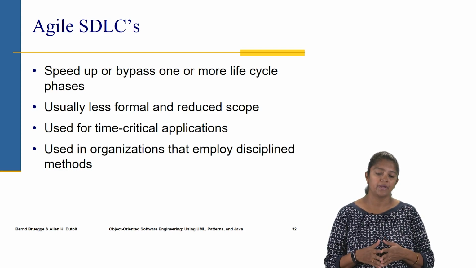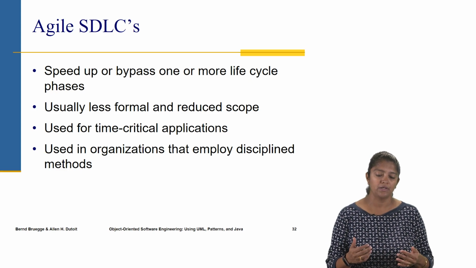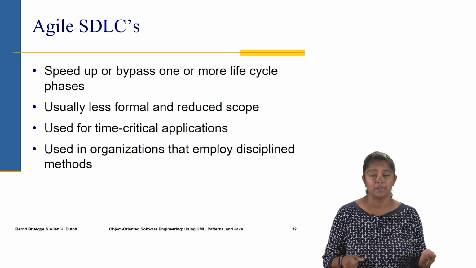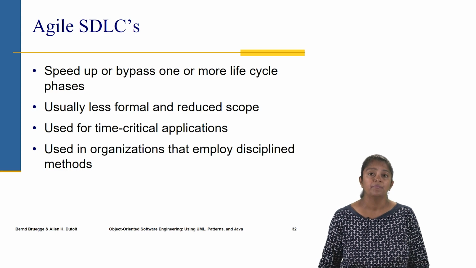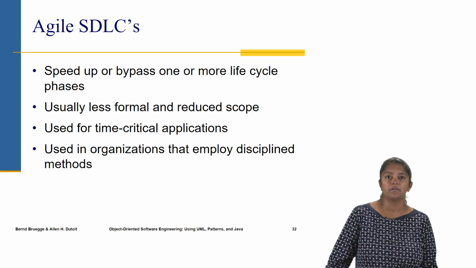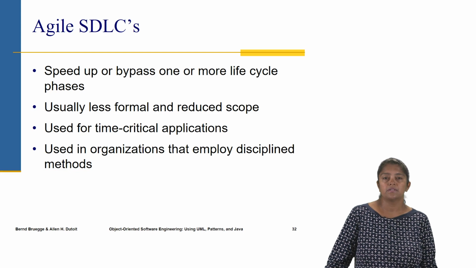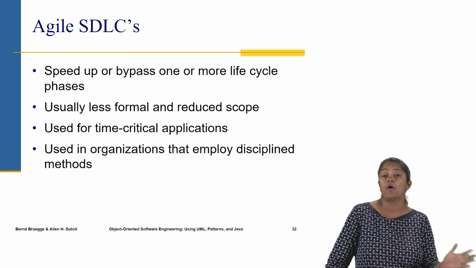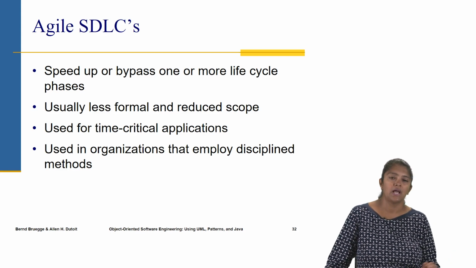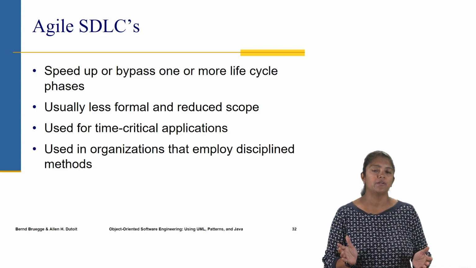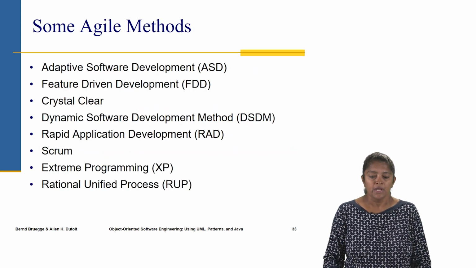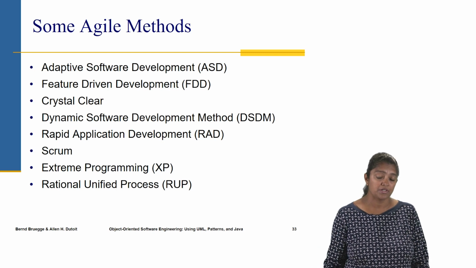So these kind of agile SDLCs are typically used where the product is to be developed quickly, maybe for time critical applications where the application needs to be out in the market quickly, or for systems where it's not so important to have a very formal process. But organizations still want to employ some kind of a disciplined method, and the Agile SDLCs allow for that. There are a number of different Agile methods.